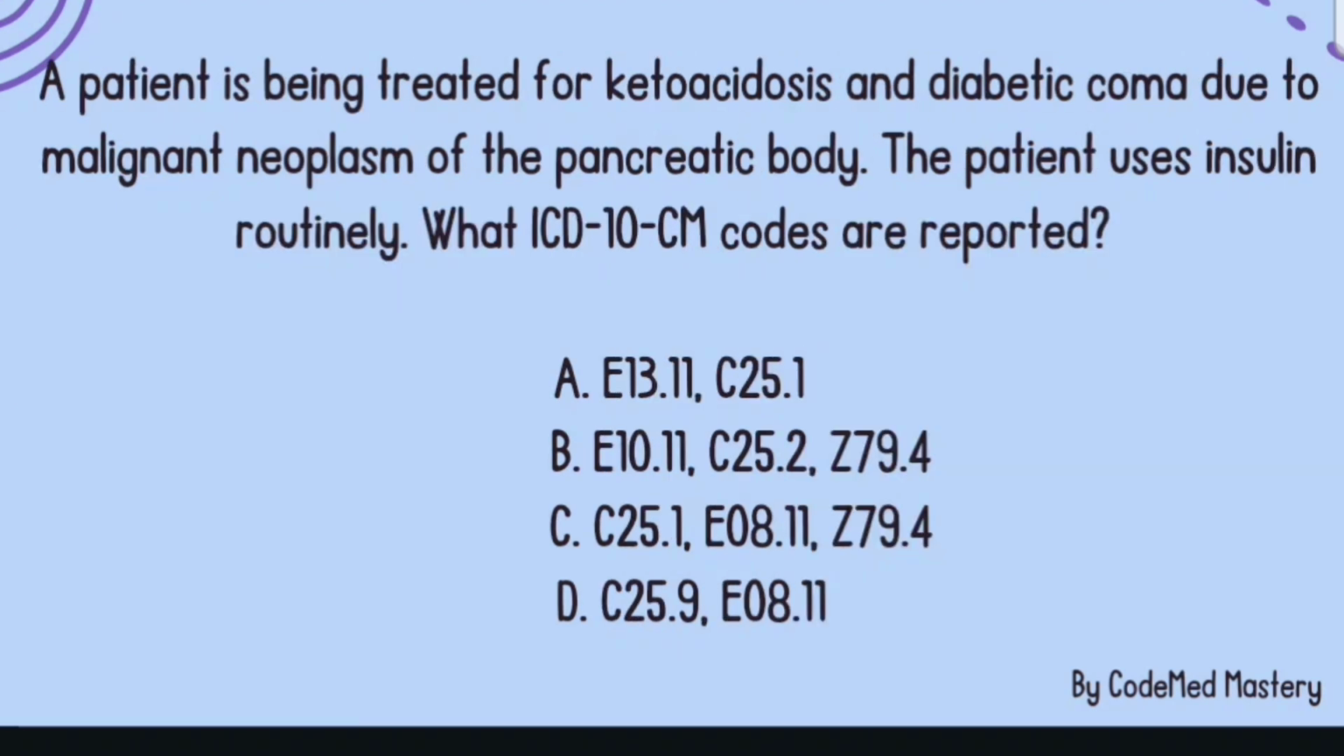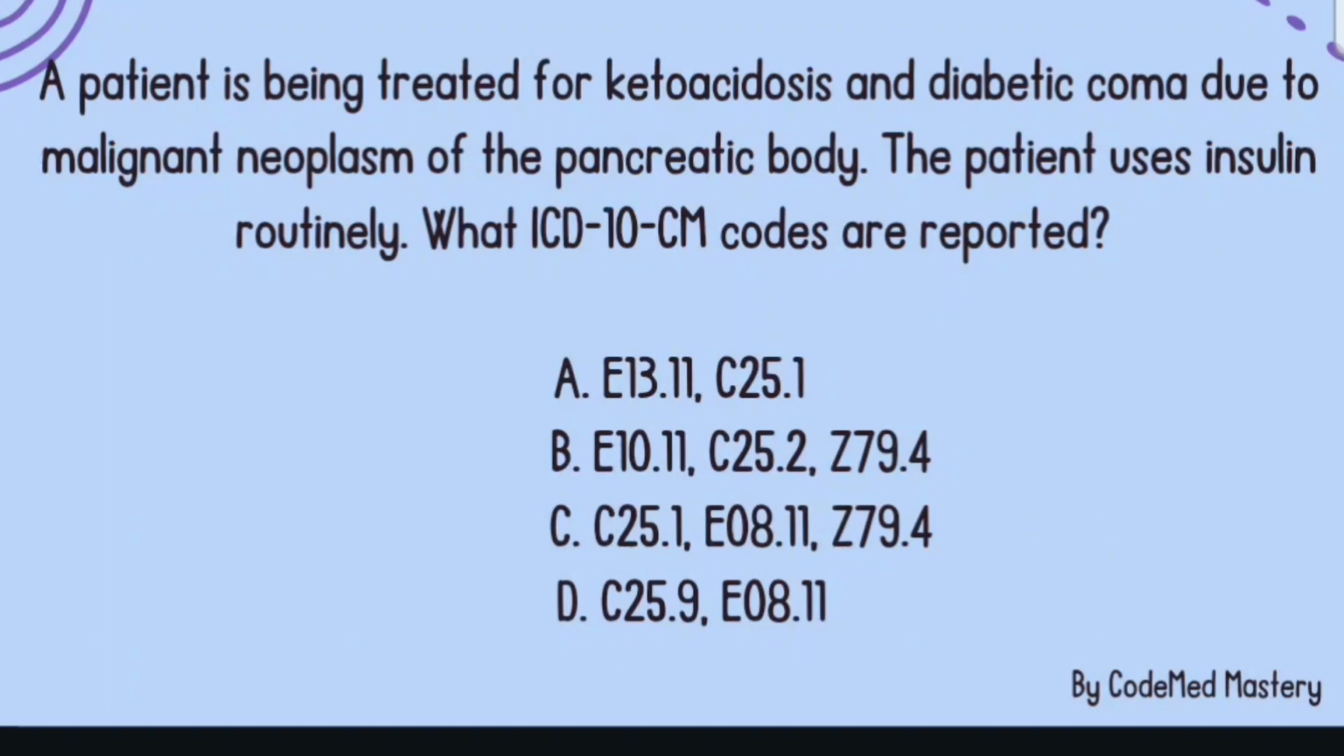Next question. A patient is being treated for ketoacidosis and diabetic coma due to malignant neoplasm of the pancreatic body. The patient uses insulin routinely. What ICD-10-CM codes are reported? So here they have mentioned the patient is treated for ketoacidosis and diabetic coma due to malignant neoplasm of the pancreatic body. It means that the patient's diabetes is due to pancreatic cancer as the underlying condition.